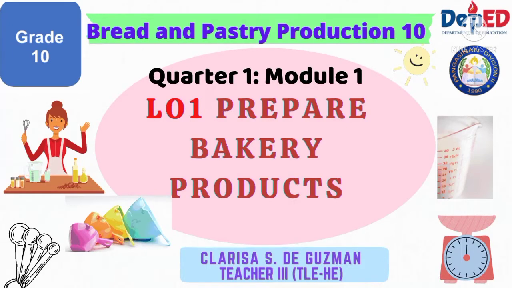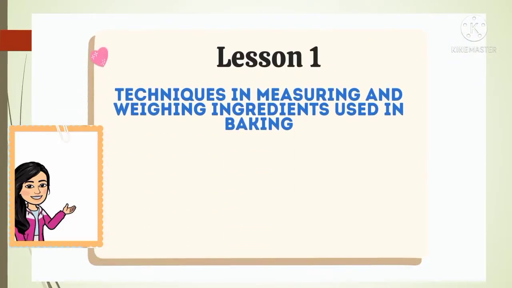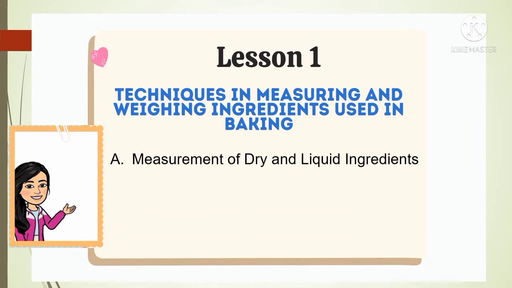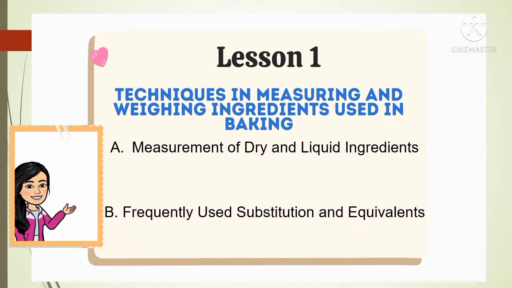This video presentation is for the first quarter, Module 1, Learning Objective Number 1 of our subject, Bread and Pastry Production 10, Prepare Bakery Products. Specifically, Lesson 1 will focus on the techniques in measuring and weighing ingredients used in baking. We will learn about the measurements of dry and liquid ingredients as well as the frequently used substitution and equivalence.